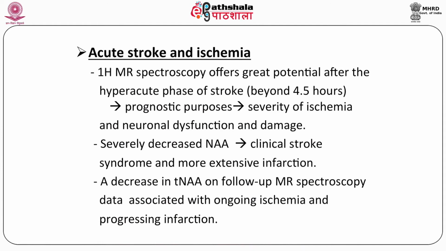Now let us talk about the role of MRS in acute stroke and ischemia. Proton MR spectroscopy offers great potential after the hyperacute phase of stroke, which is beyond 4.5 hours, to assess several key characteristics of ischemic brain for prognostic purposes, such as the severity of ischemia, neuronal dysfunction and damage. Severely decreased NAA appears to be related to clinical stroke syndrome and more extensive infarction. A decrease in NAA on follow-up MR spectroscopy data is associated with ongoing ischemia and progressing infarction.